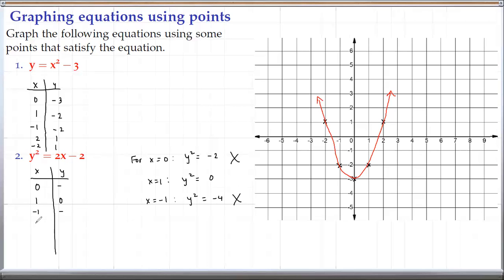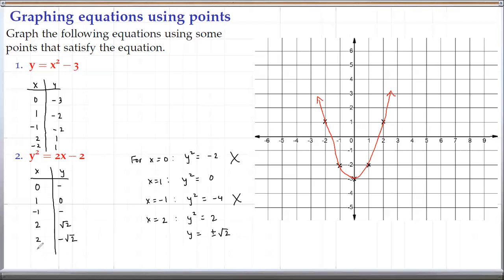Next, let's try x equals 2. When x is 2, we have y squared equals 2 times 2 minus 2, which is 2. So that means y will be plus or minus square root of 2 when you take the square root of both sides. So square root of 2, and the other point is negative square root of 2.